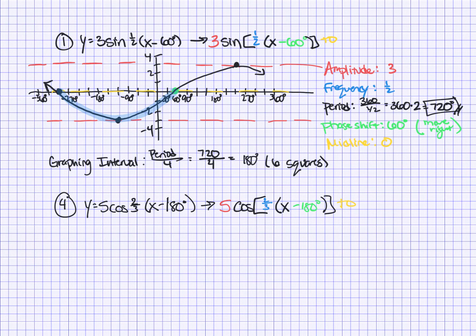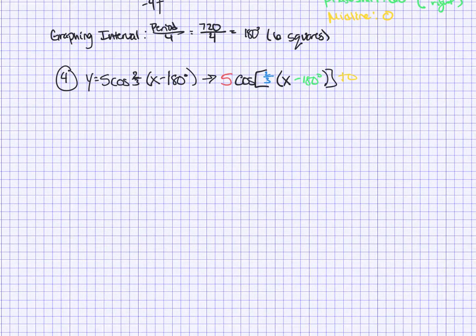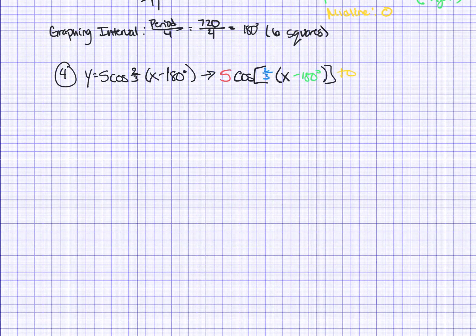plus 0. So if we were to go through and find all of our features, we can say that our amplitude is 5, so this one got stretched out a whole lot. Our frequency is 2/3. Now that may be a little bit harder to see when we actually do the graph, but our frequency is 2/3. We can see 2/3 of one full cycle in an interval of 360 degrees.